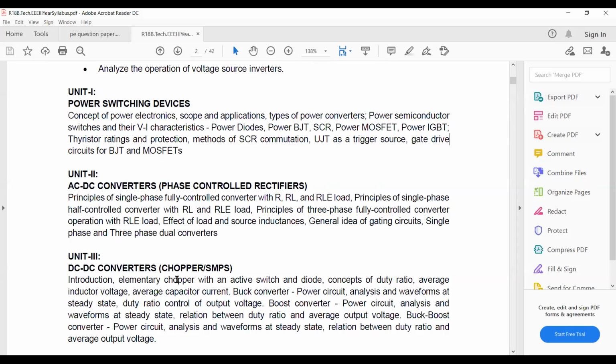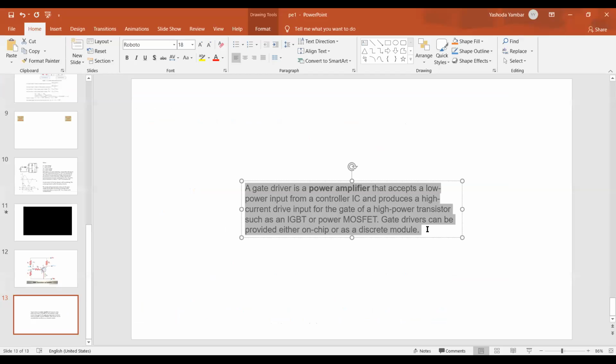Right, so let me share the new slide here. So first, the concept is gate drive circuit. So what exactly is the definition here, we'll see. Let me share, already I've shared this one. Yeah, now it is okay.